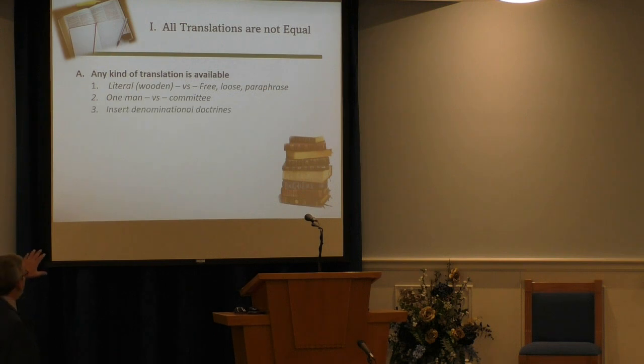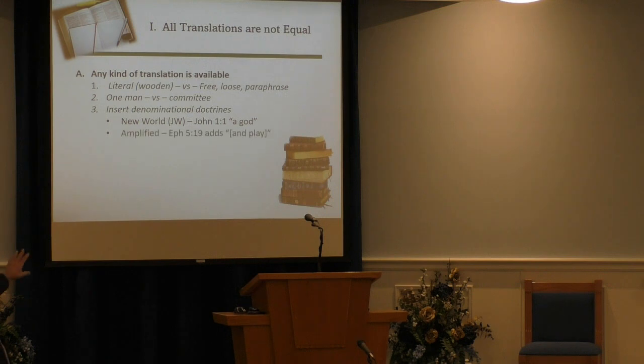And then they insert denominational doctrines. Let me give you a sample of that. The New World Translation that was produced by the Jehovah's Witnesses says that Jesus was a god. John 1:1. In the beginning was the Word, the Word was with God, and the Word was a god. Not God, but a god. They've inserted their denominational concept.